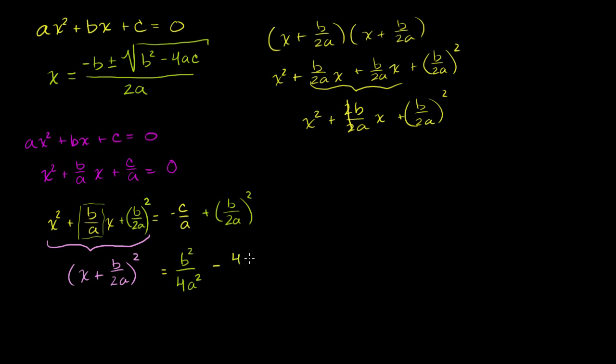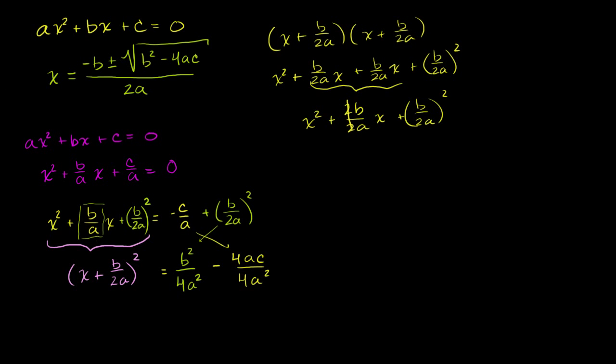minus 4ac over 4a squared. And you can verify for yourself that that is the same thing as that. I just multiplied the numerator and the denominator by 4a. In fact, the 4's cancel out, and then this a cancels out, and you just have c over a. So this and that are equivalent. I just switched which I write first. And you might already be seeing the beginnings of the quadratic formula here.